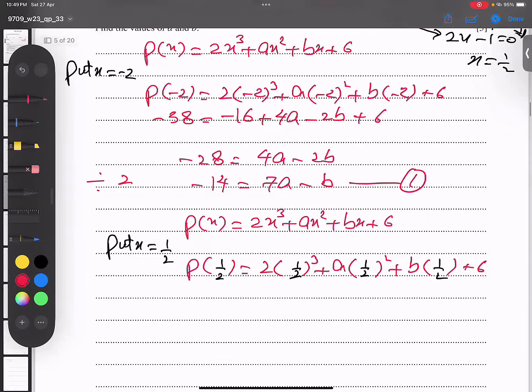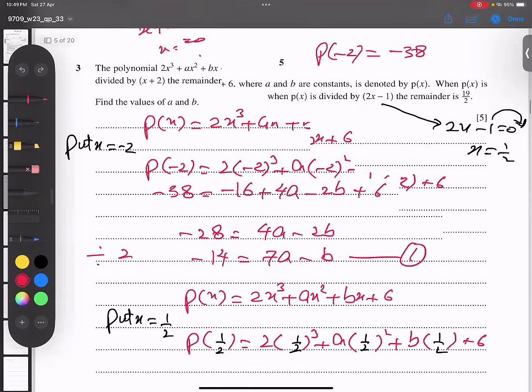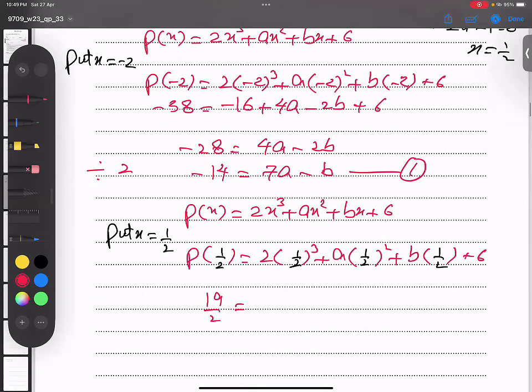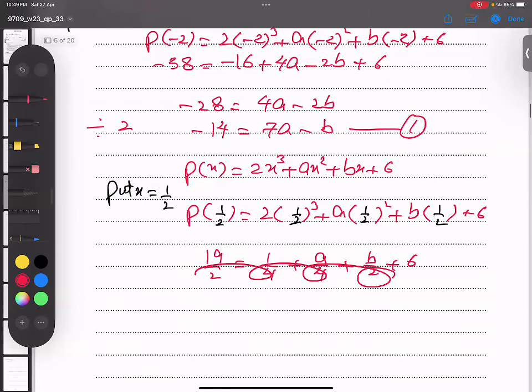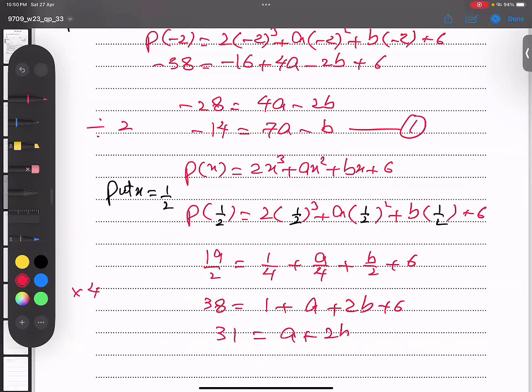Okay, so this is becoming equal to 19/2. This 8 and 2 cancel. I get 1/4. Here a/4. Here b by 2 and plus 6. LCM of 2, 4, 4, and 8 is 4. I'll multiply the whole equation by 4. Here 2 cancels. I get 38. Here 1. Here a. Here 2b plus 6. And students, simply 38 minus 1 and minus 6. I get 31 equals a plus 2b.